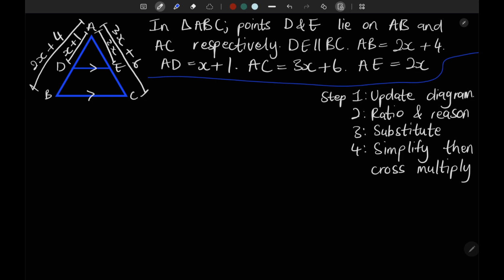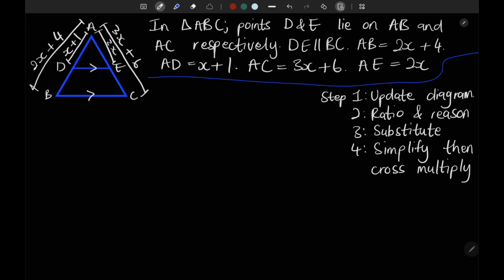Let's move to the second one, ratio and reason. So I told you guys that there are different ways to prove the proportionality theorem. You can say AD over DB is equal to AE over EC. However, in this case, we don't have the lengths of DB and EC. So what I'd recommend is that you always use sides that are given. You always want to have less unknowns.